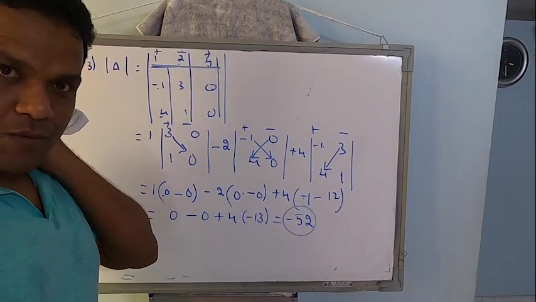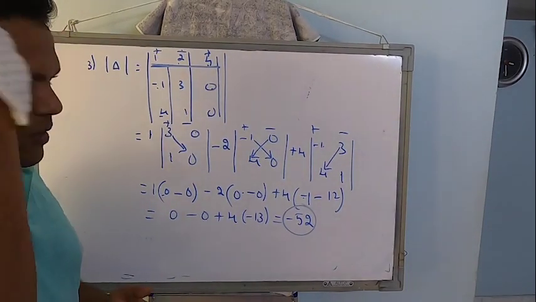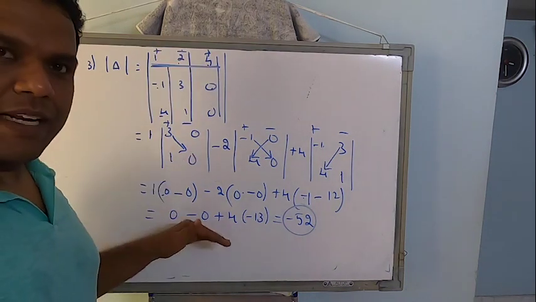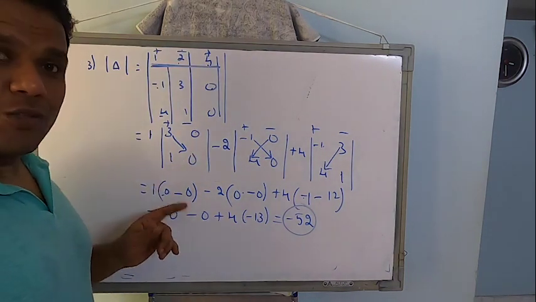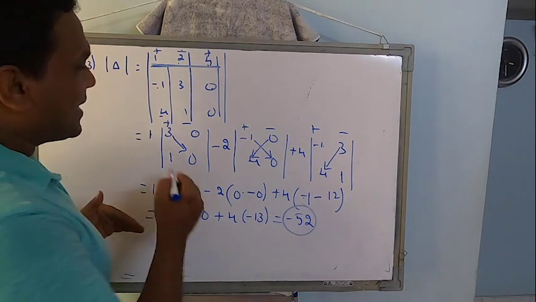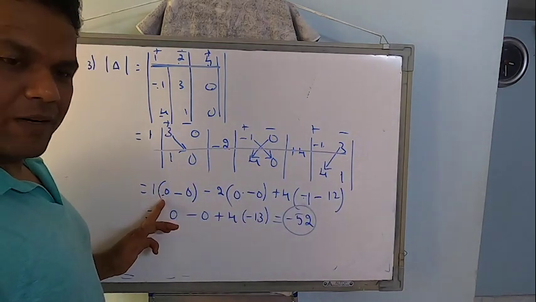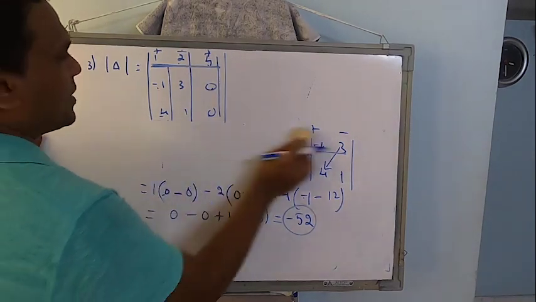Hope you understood the concept, students. So this is how to expand the determinant of order 3 by 3. First reduce from order 3 to order 2 and then expand. This is easy. But once you are used to the expansion, you can skip this step and go to this one directly. Clear? Okay. So how to do that?